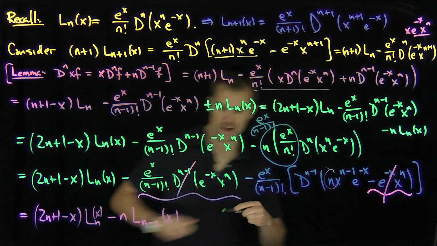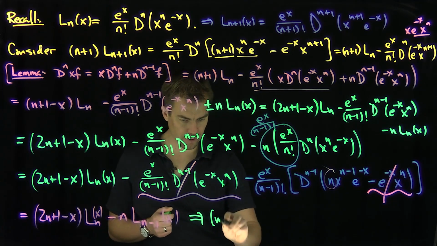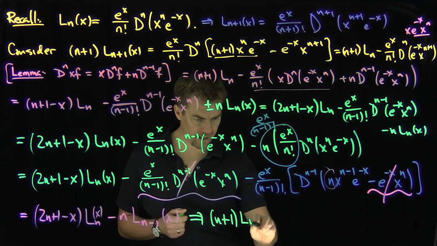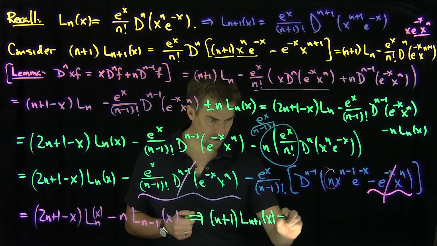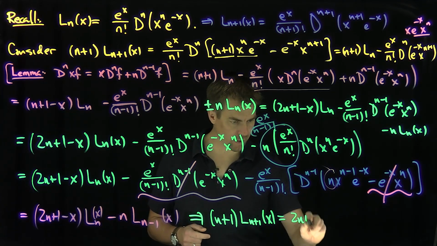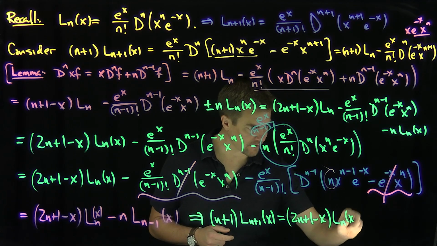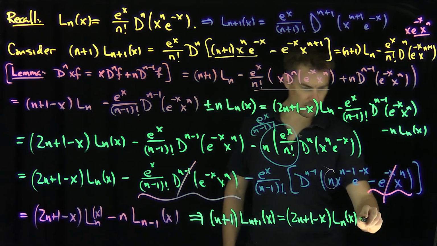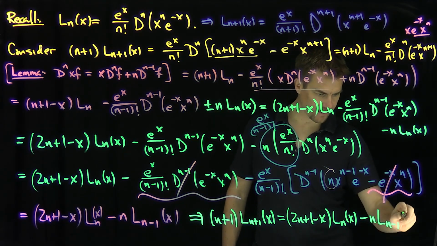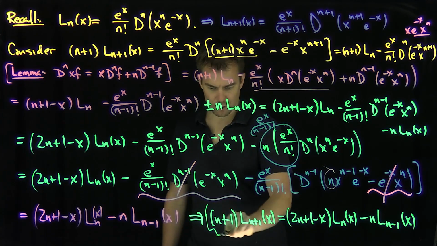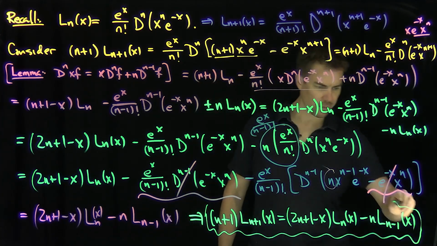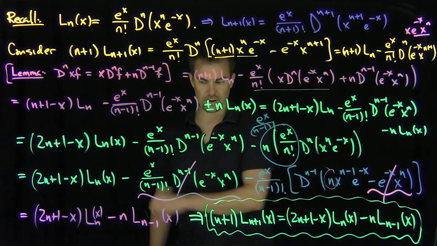What is that formula? That tells us that n plus 1, L n plus 1 of x, is equal to 2n plus 1 minus x, Ln of x, minus n, L n minus 1 of x. And this is our recursion relationship. This is our three-term recursion relationship for the Laguerre polynomials.